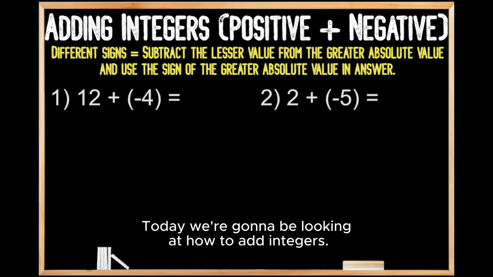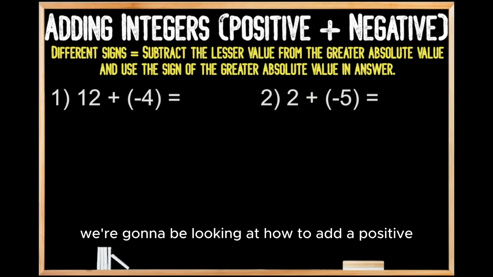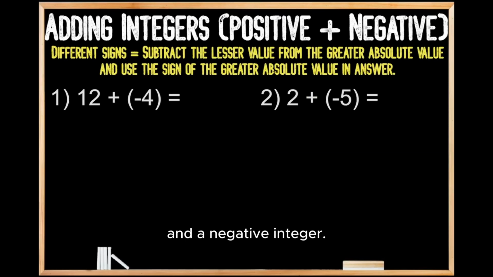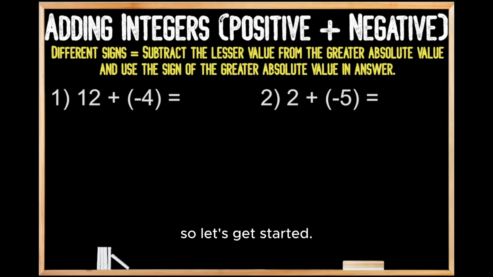Today we're going to be looking at how to add integers. Specifically, we're going to be looking at how to add a positive and a negative integer. We have a couple of examples that we're going to work through together here, so let's get started.